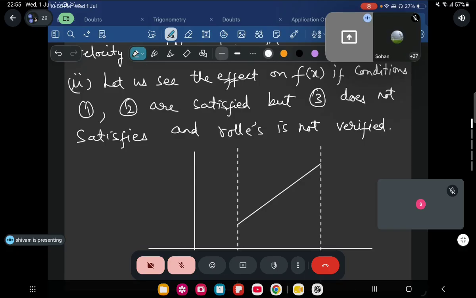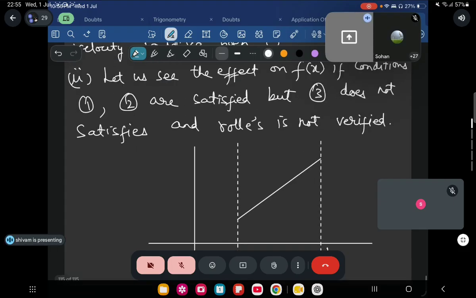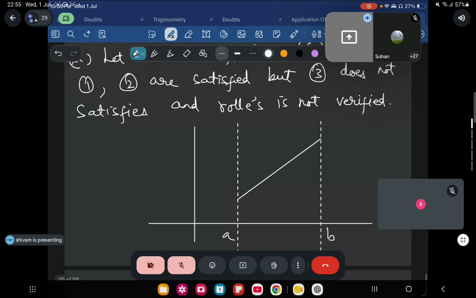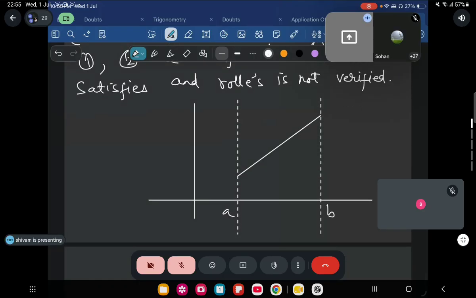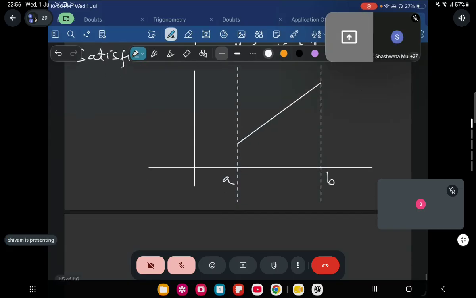Everyone pay attention. So over here, are we getting any c of Rolle's theorem? Tell me, everyone. Yes or no? No, sir.